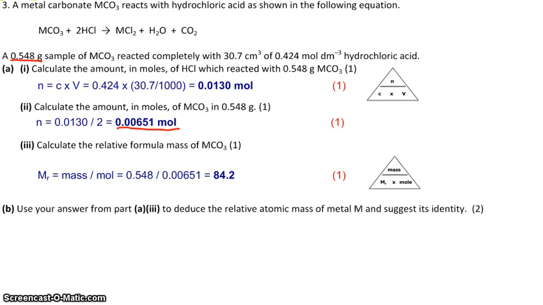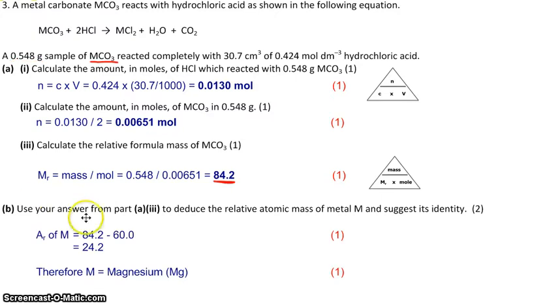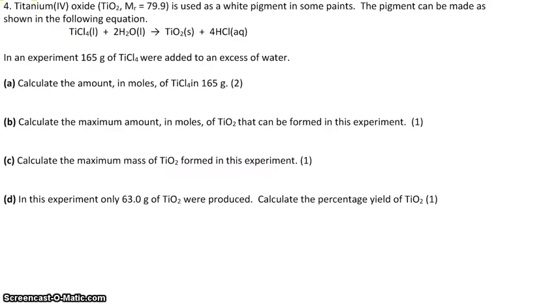So you first of all need to take off the carbonate mass from 84.2, which is taking away 60. There's 3 lots of 16 are 48, add the 12 is the 60. Which gets you 24.2. So you look up on your periodic table, look for an element with a relative atomic mass around there, and you find it's magnesium.